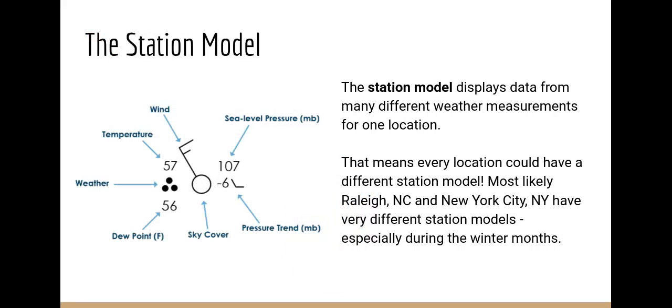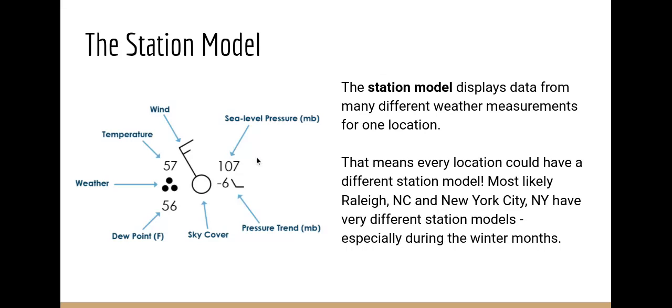So let's talk about the station model. The station model displays data from many different weather instruments for one location. This means every location could have a different station model. Most likely, Raleigh, North Carolina, and New York City, New York have very different station models, especially during the winter months when it tends to snow a lot in New York City.